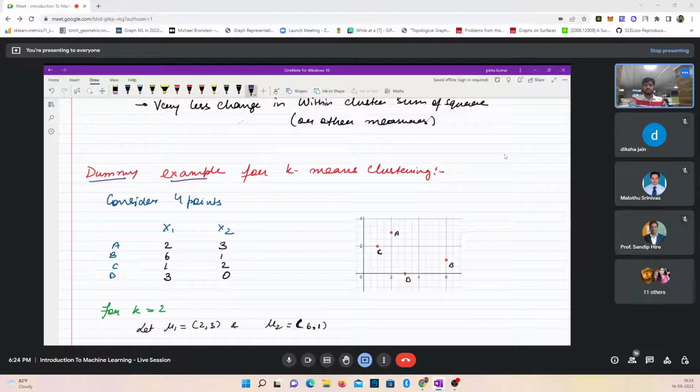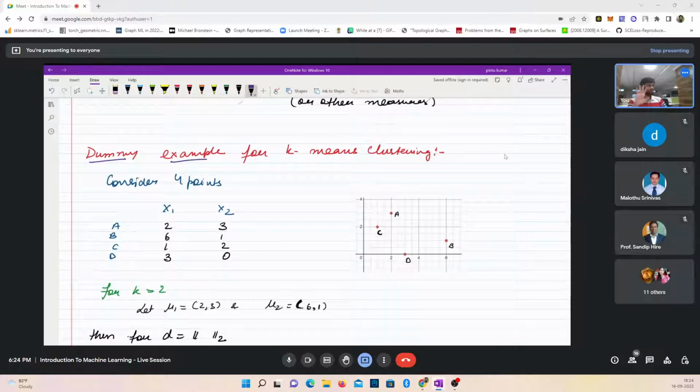So here is an example. Consider like there are only 4 points in the data set. That is not practical, but for the time being consider that there are 4 points. I have marked this over here also. You can look at what these points are. So let's say we have 4 points, and this k we want to fix as 2.